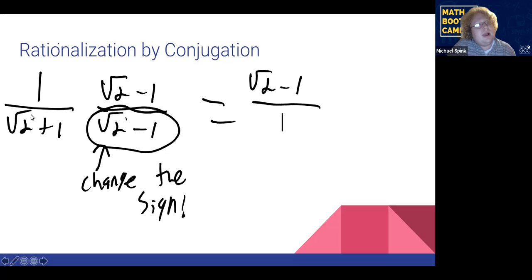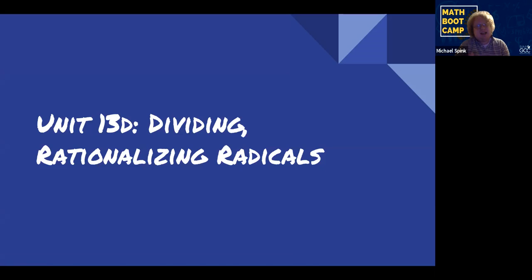So we have radical 2 times radical 2, which we just saw was just 2. 1 times a negative 1 is negative 1. 2 minus 1 is 1 on the bottom. And once again, we have averted having a radical in the bottom of a fraction. That is dividing and rationalizing radicals.